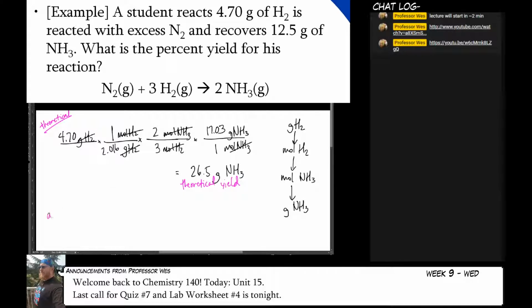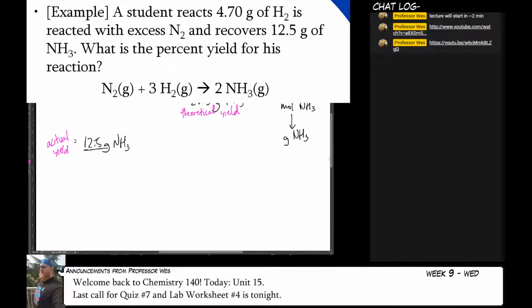Now the actual yield that the student got was 12.5 grams. So they did the reaction. They put all the substances into the pressure cooker or whatever, and out distilled 12.5 grams of ammonia. What's the percent yield for the reaction?